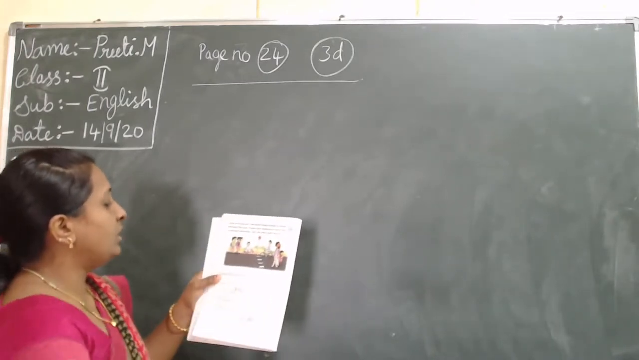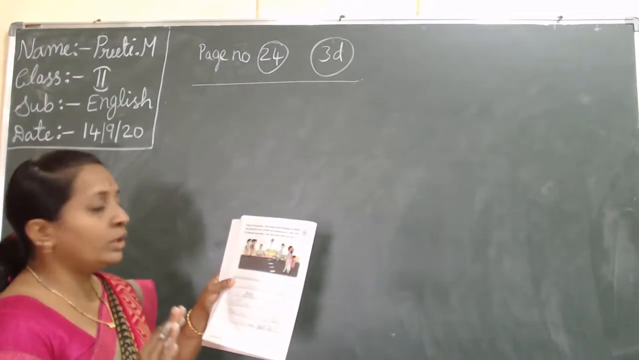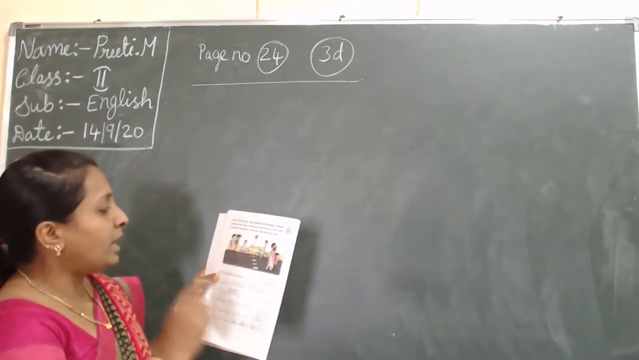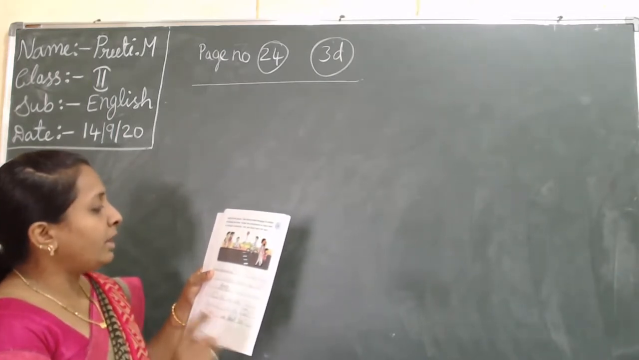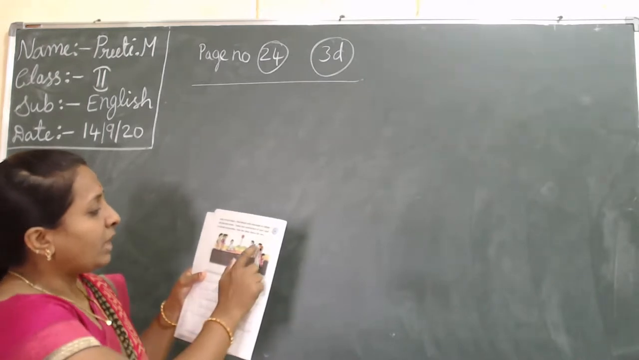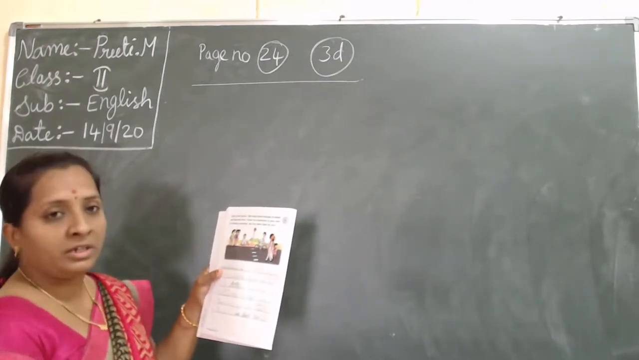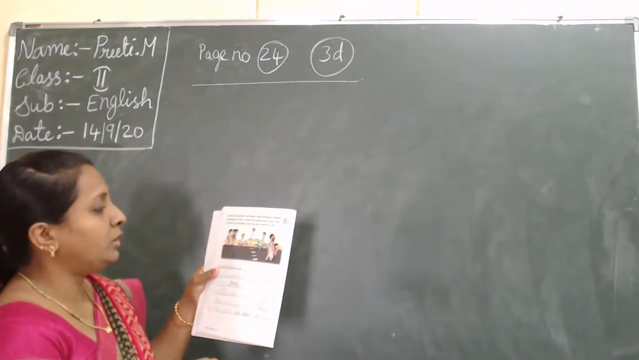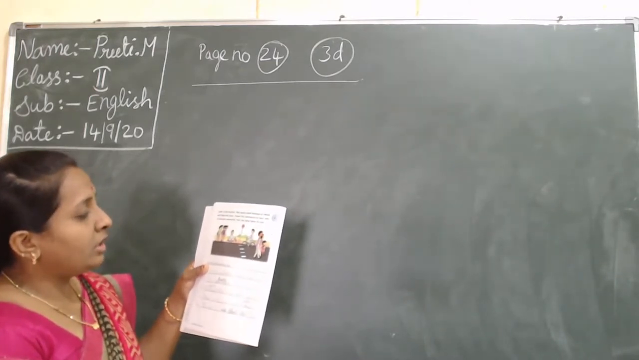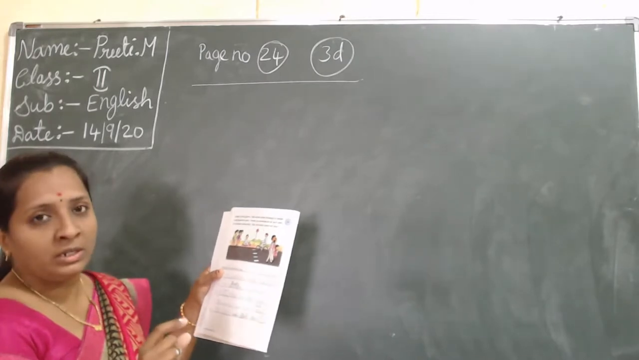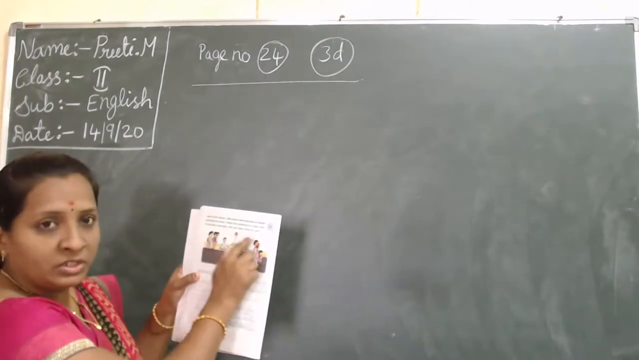Here in the picture, four boys are going to school and one man is sitting there and one man is riding a bicycle. And here in one picture, the parents are going with their daughter and their daughter is holding a doll. Children, can you see all these pictures?